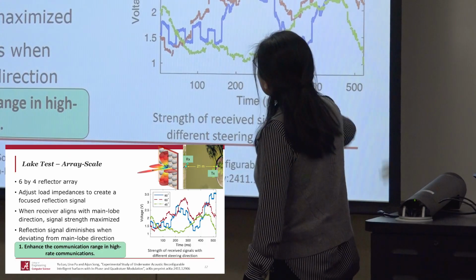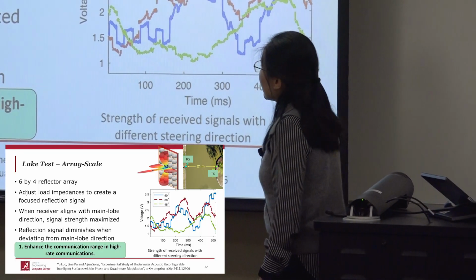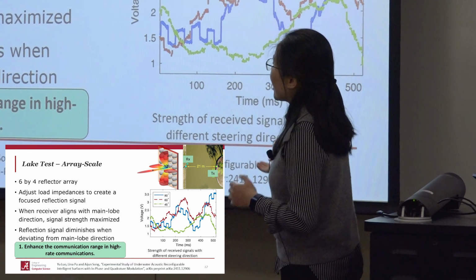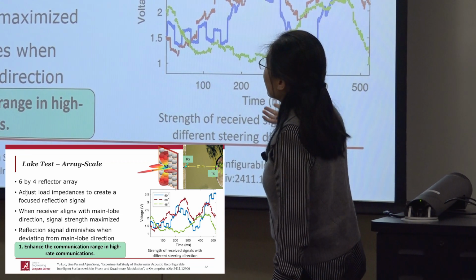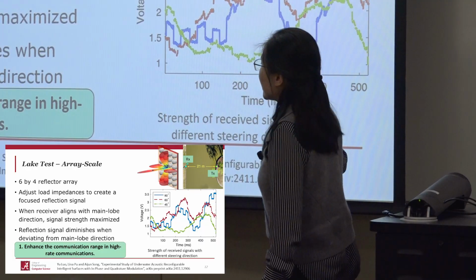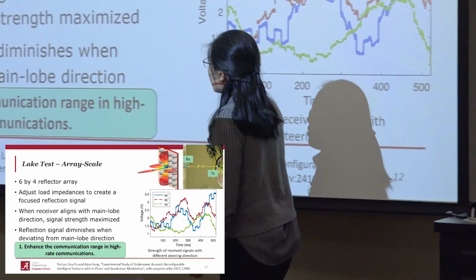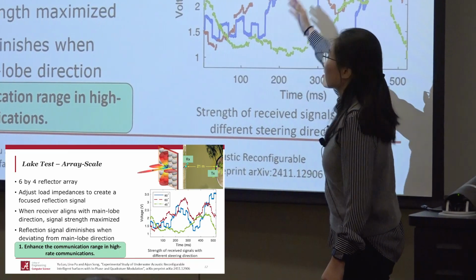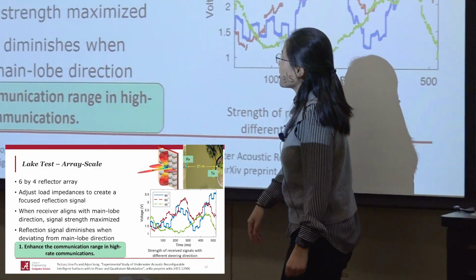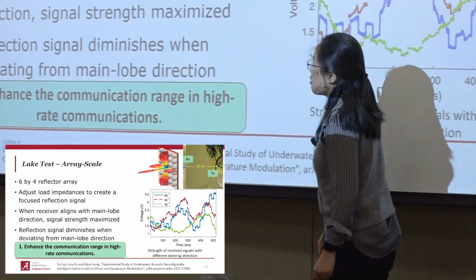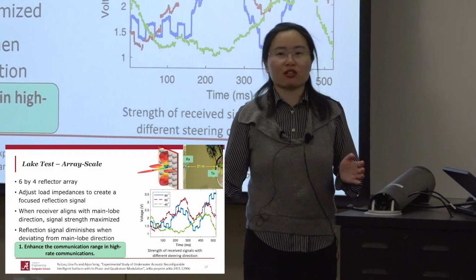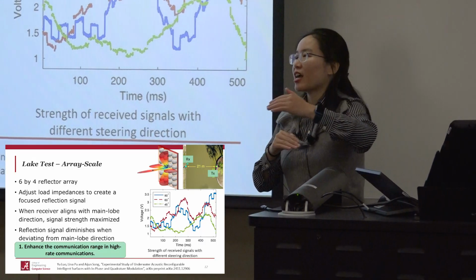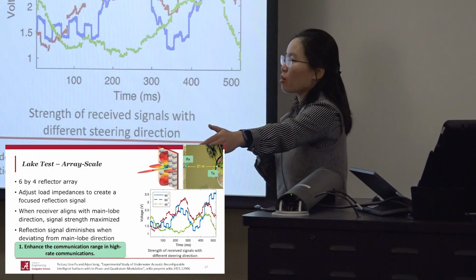So with this lake test, although not very comprehensive, we validated that the system is working, and we are able to enhance the signal strength by using this RIS, and then extend the communication range for the underwater communications, because with the enhanced signal strength, we are able to communicate further away.